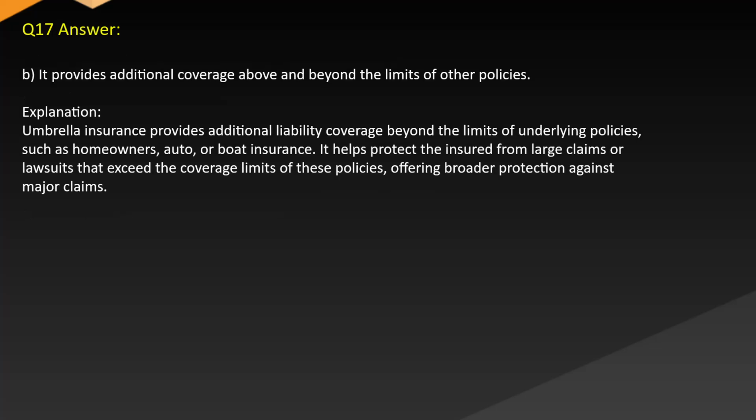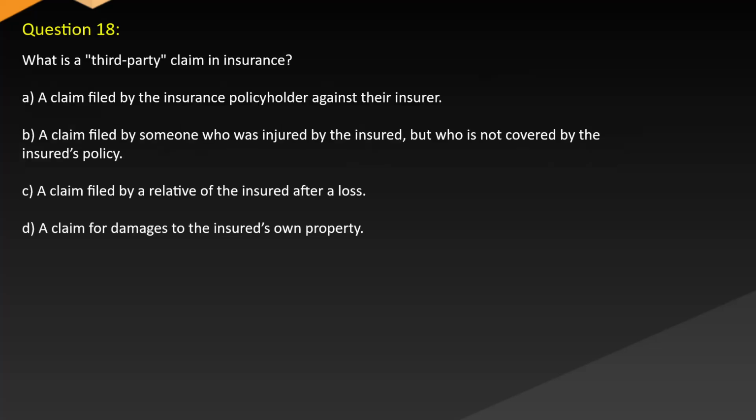Answer. B. It provides additional coverage above and beyond the limits of other policies. Explanation. Umbrella insurance provides additional liability coverage beyond the limits of underlying policies, such as homeowners, auto, or boat insurance. It helps protect the insured from large claims or lawsuits that exceed the coverage limits of these policies, offering broader protection against major claims.